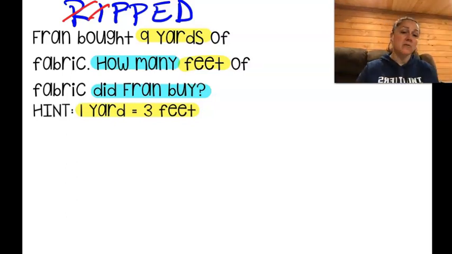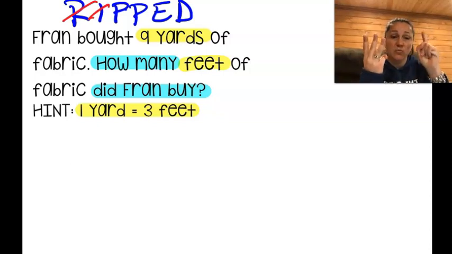P, make a plan. Well, we know that she bought 9 yards, okay? And they want it in feet. So I know I'm doing a measurement conversion of yards to feet, okay? Makes sense. And I need to think to myself, are yards larger or smaller than feet? When I look at the hint, it says 1 yard is 3 feet. So if 1 yard is 3 feet, and I've got 9 of these, my number is probably going to go higher. That would be my guess.